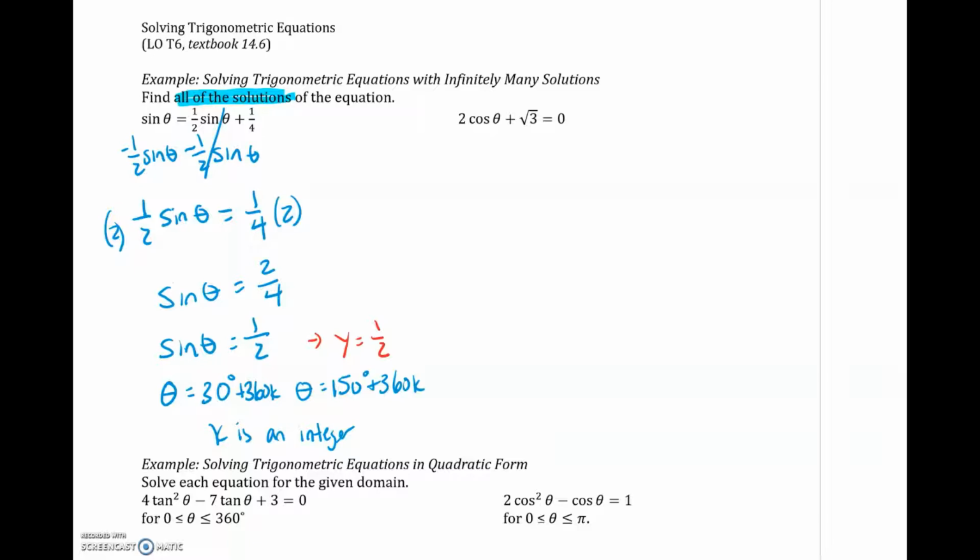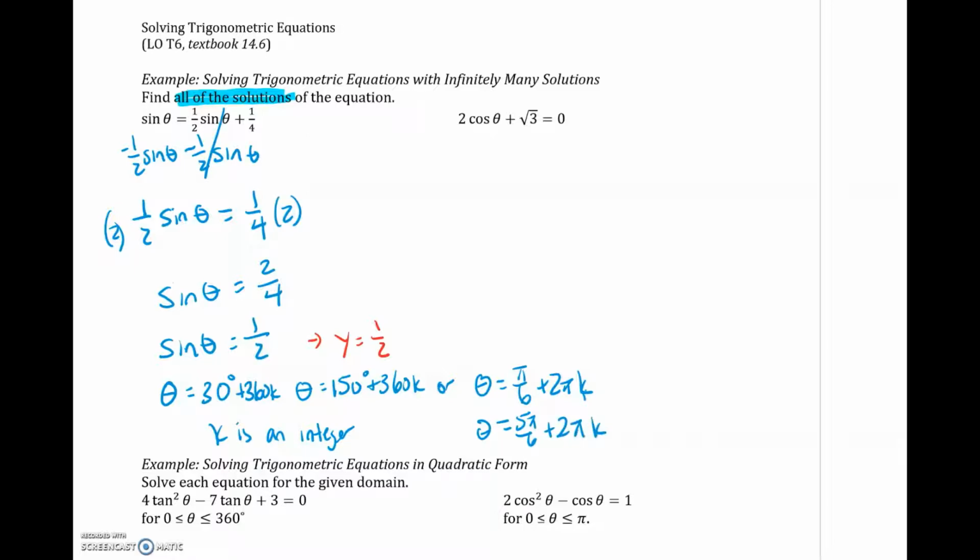Does your answer here have to be in degrees? No, because it doesn't specify. If you would like, feel free to write your answer in radians. If we're going to do radians, 30 is pi over 6. Then remember, a full period here is 2 pi radians, so we can have 2 pi k. And theta here, instead of 150, you can write 5 pi over 6 plus 2 pi k.